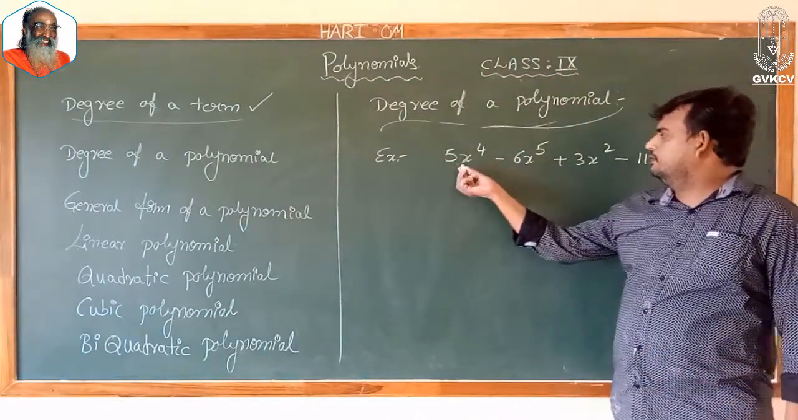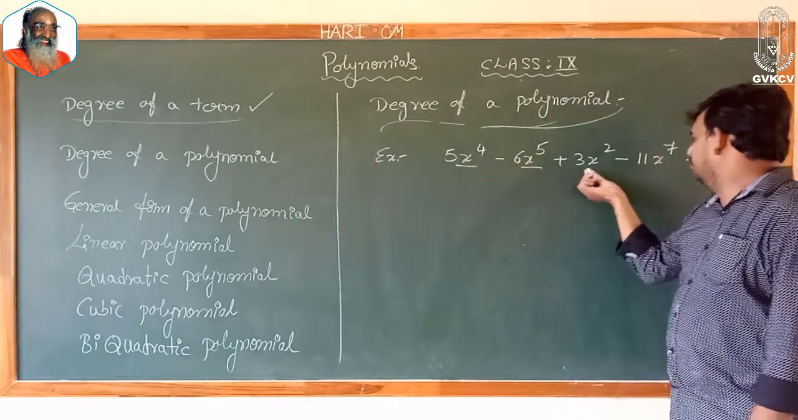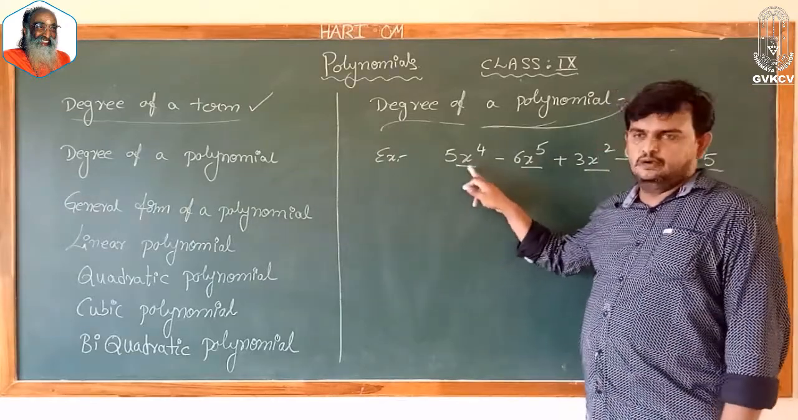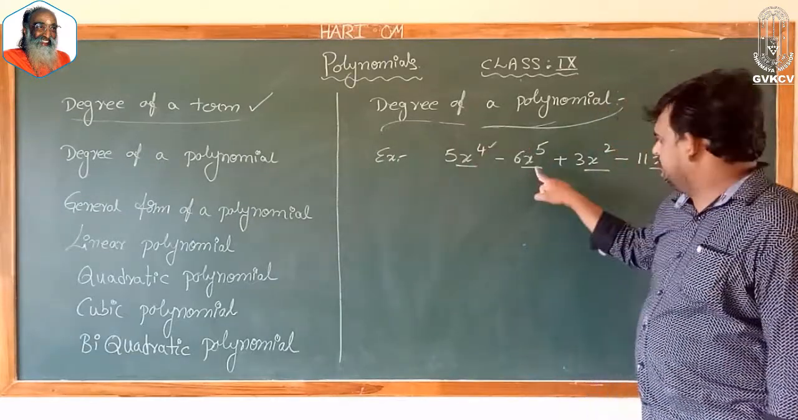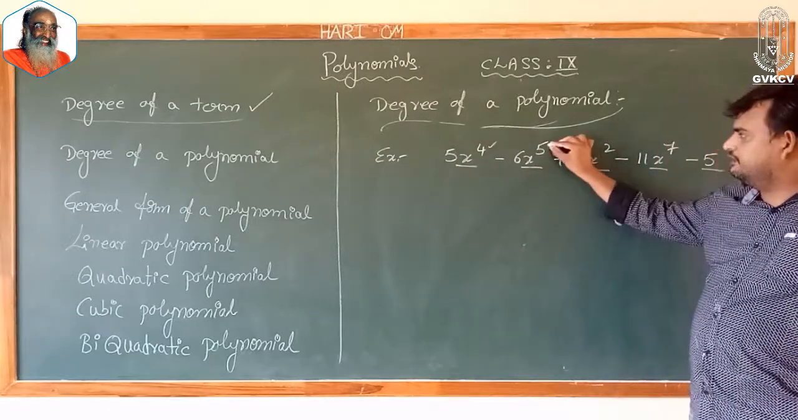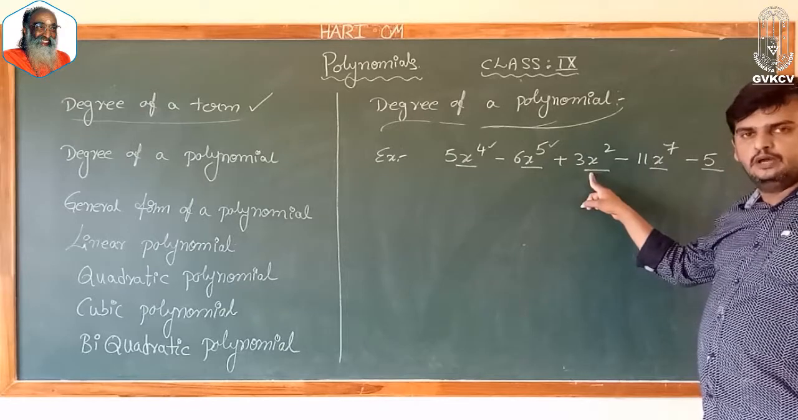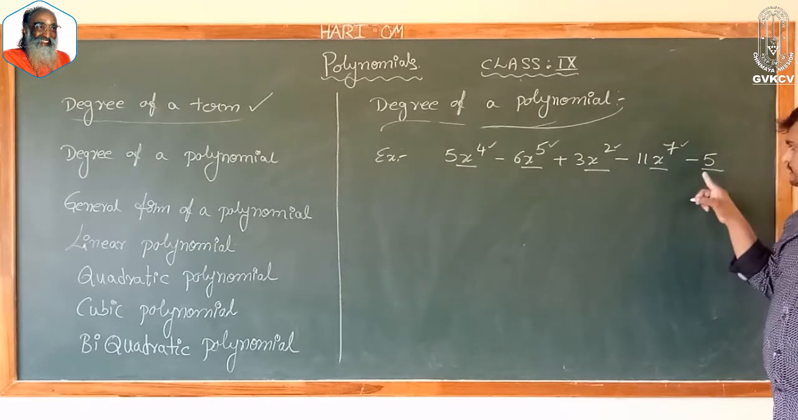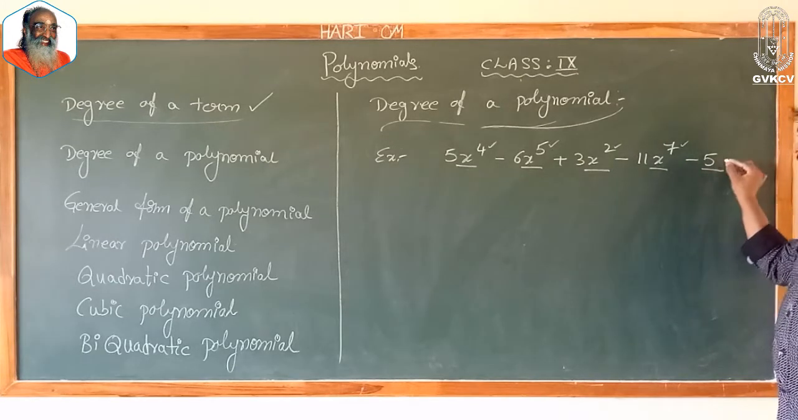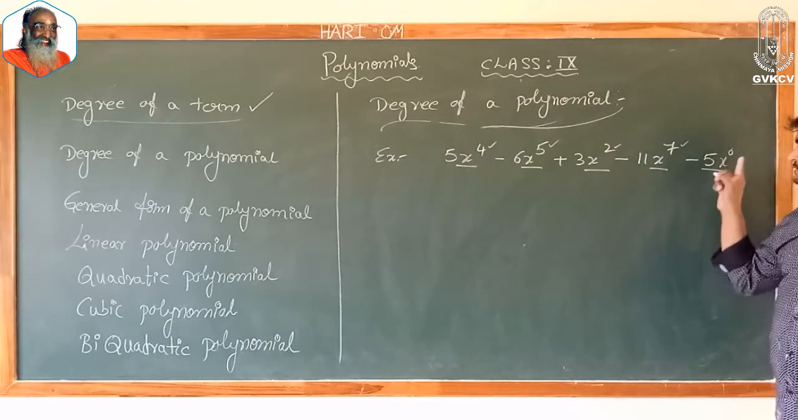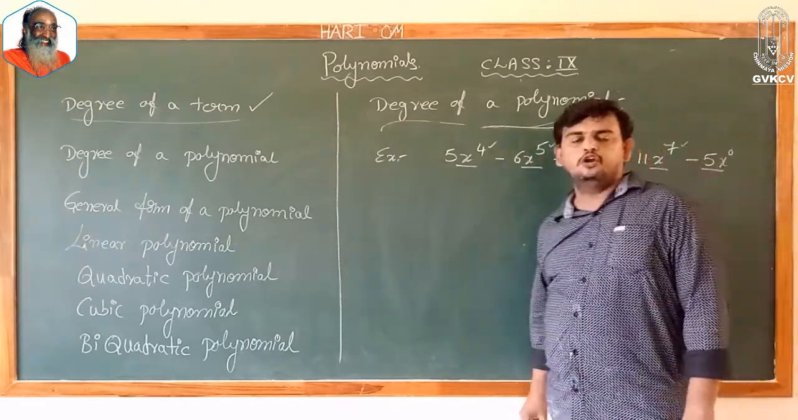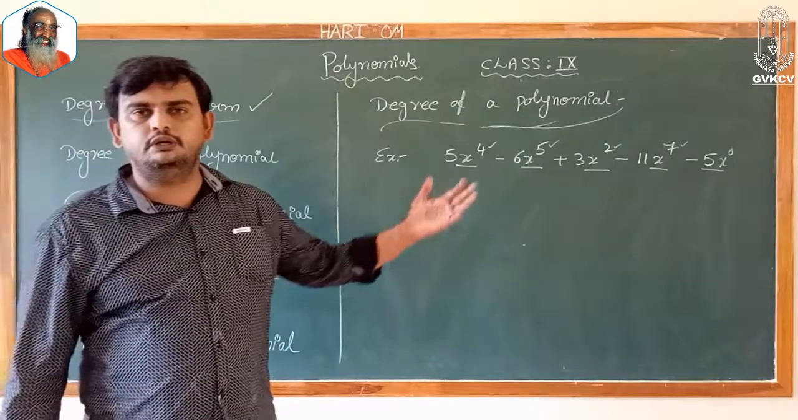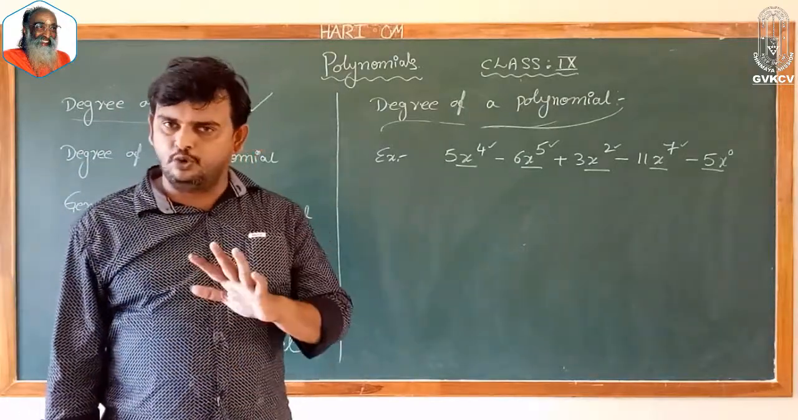When we observe the powers of a variable, here what is the variable? X. What is its power? 4. Here the variable is X, its power is 5. Here X and its power is 2. X is a variable and its power is 7. There is no variable in the last term, which is a constant whose degree is 0. So all the variable powers are non-negative integers, so we can call it a polynomial, undoubtedly.